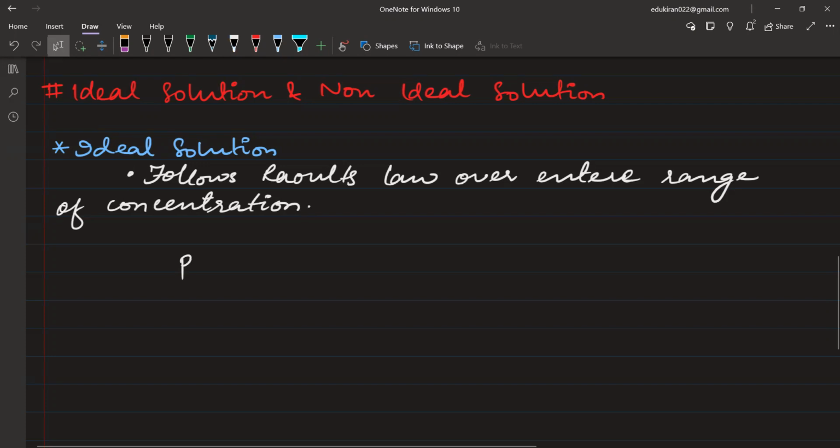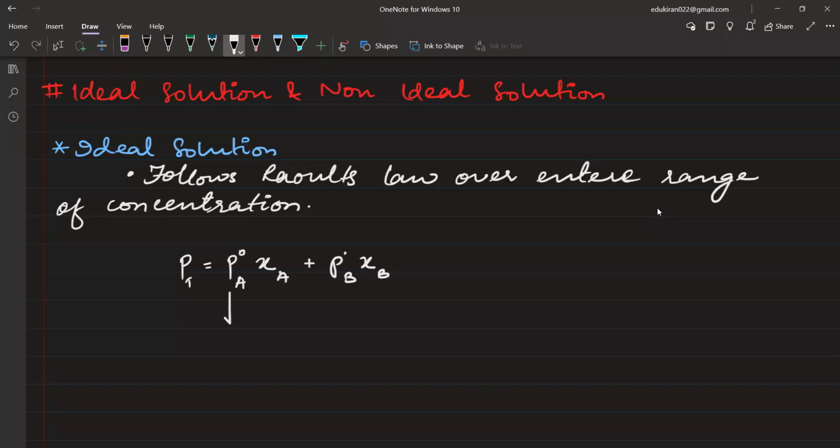According to Raoult's law, the total pressure of the solution should be equal to P naught A chi A plus P naught B chi B. Now, before we start to make any solution, what can we do? We can look up the vapor pressure of the pure solvent and the vapor pressure of pure A. Now, I'm still not making the solution. We can take any considerable mole fraction, 0.3, 0.2, 0.1, anything.